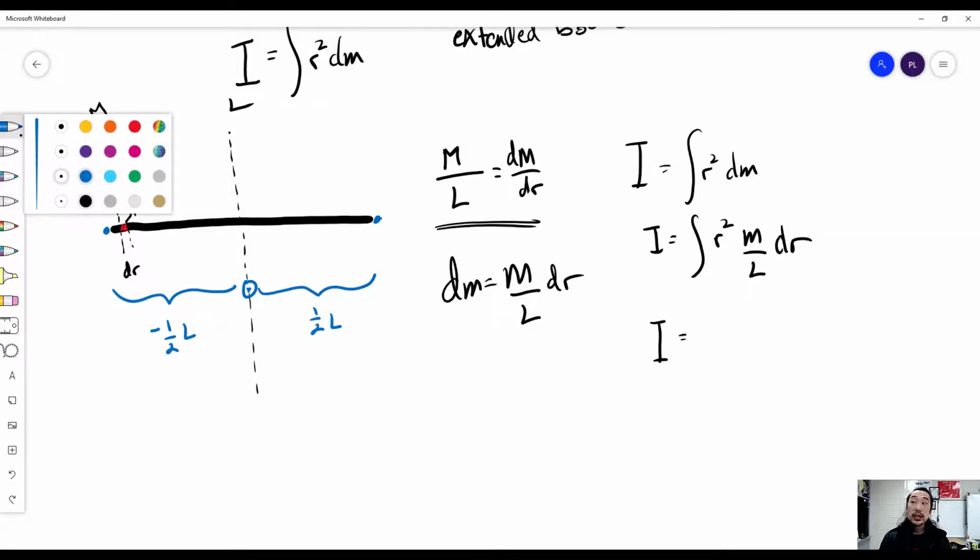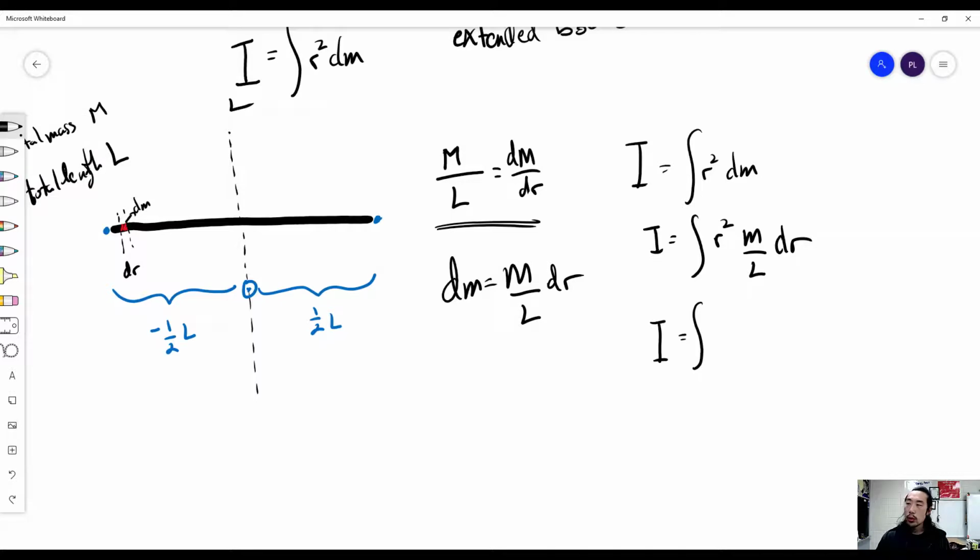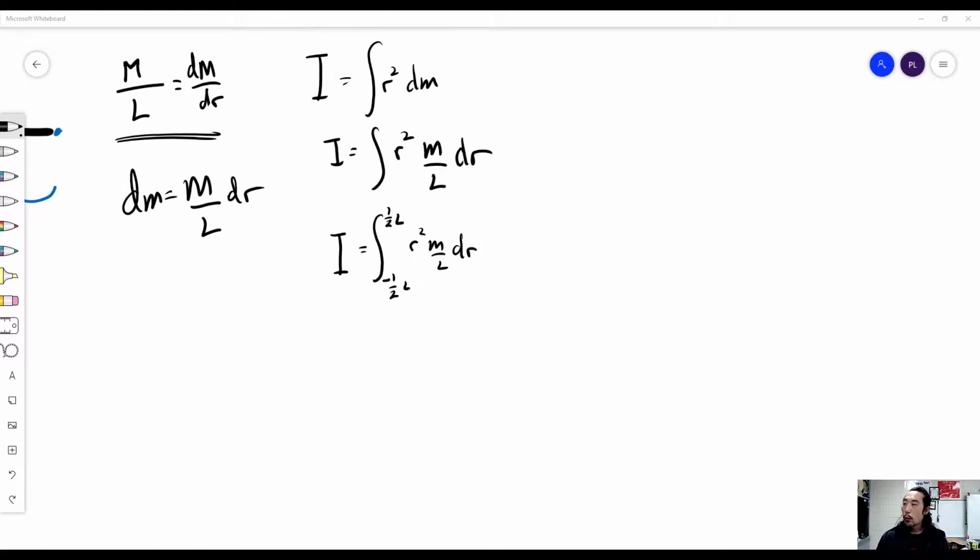So from there, we can set our boundaries for our integral. We're going from the furthest left point, which is negative 1/2 L, to the furthest right point, which is 1/2 L, of r squared m divided by L dr. Next, we need to figure out what we are actually integrating with, and at this point you have to take out your constants. I can take out anything that is not associated with this dr, because the variable r is what we are integrating. So I can take out my m and my L, because mass and total length are not my variable r, which is the distance away from the origin. So we have m over L times the integral from negative 1/2 L to 1/2 L of r squared dr as my rotational inertia.